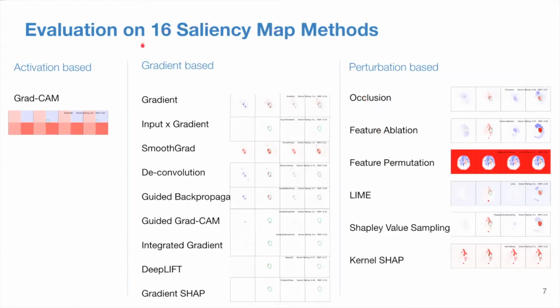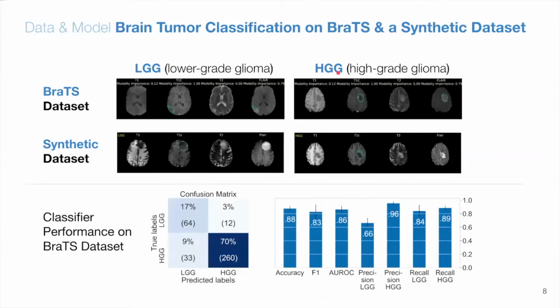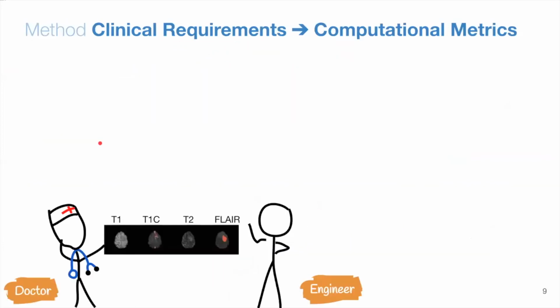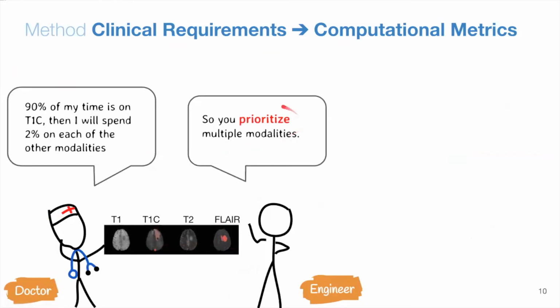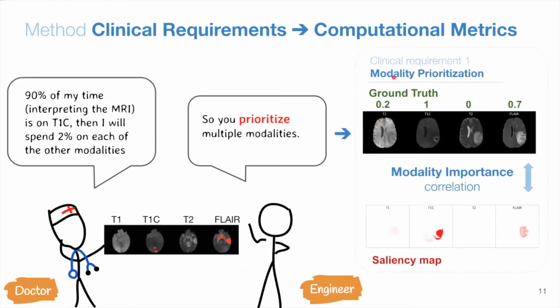We included 16 commonly used methods in the evaluation that cover the activation-based, gradient-based, and perturbation-based methods. The evaluation was conducted on a brain tumor classification task and 2 datasets. With the generated saliency maps, we first conducted a doctor-user study to seek doctors' clinical requirements and ratings on the saliency maps, and we found that, given the task, doctors tend to prioritize the modalities. Therefore, we abstract such a notion into a computational metric called modality importance correlation.